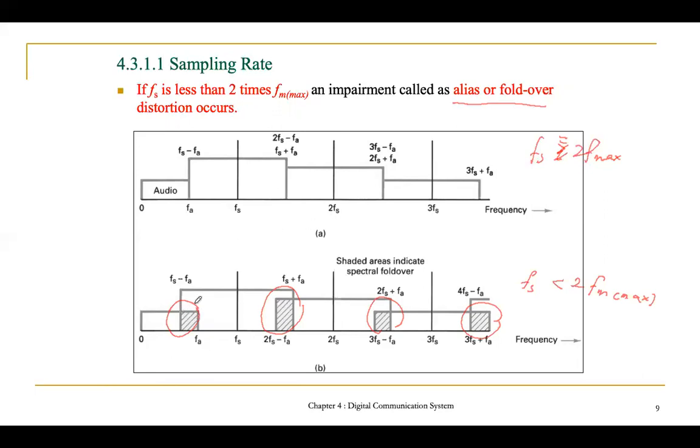Because of this foldover, there will be information loss. There will be a distortion. Because of this, it cannot regenerate the original signal again if the sampling frequency is smaller than 2 fm max. So that's why you need to make sure that the minimum sampling frequency is 2 fm max.